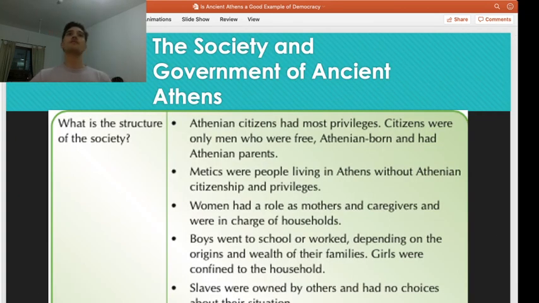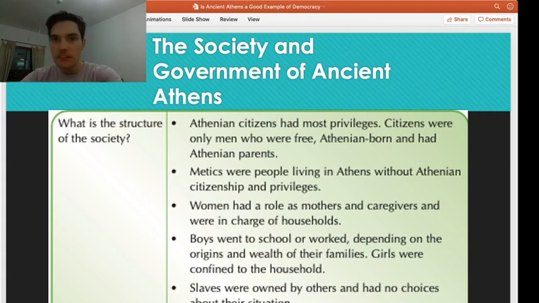Now, to summarize ancient Athens quickly, this is the structure of the society. This is almost like the roles of it. So there were the citizens, and they had the most privilege. They could only be Athenian born to be a citizen. Both parents had to be from Athens.